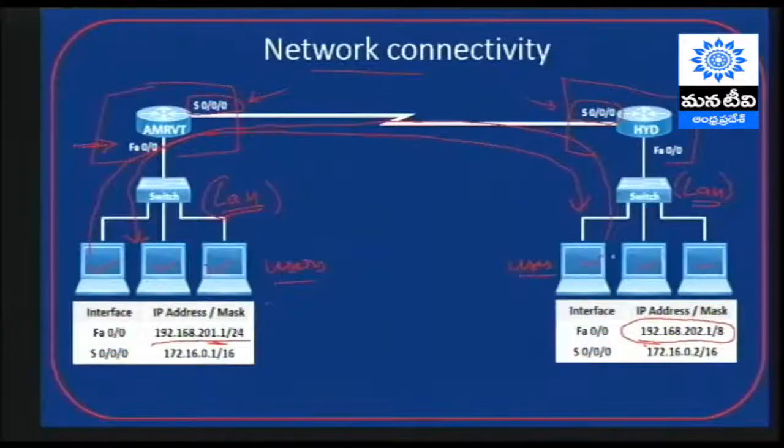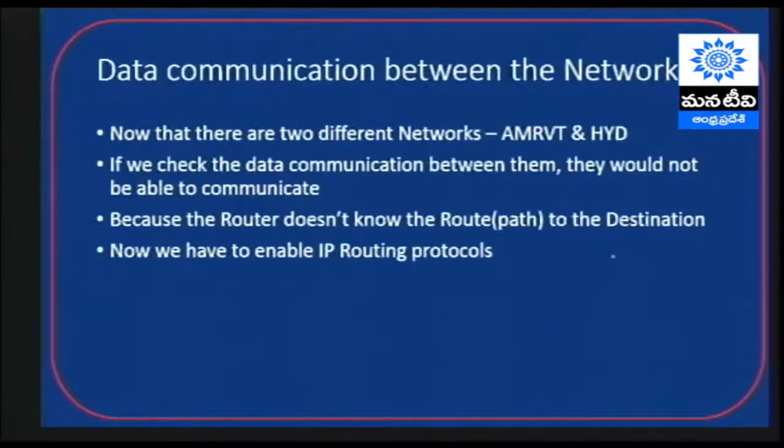So to configure this, we have taken two different networks. One is called Amravati and the other is called Hyderabad, two different networks. We checked the communication between the two networks and verified that they were not able to communicate, as we have checked just now, because the router does not know the path or the route to reach the destination. So now what we have to do is configure the routers and then enable the routing protocols.